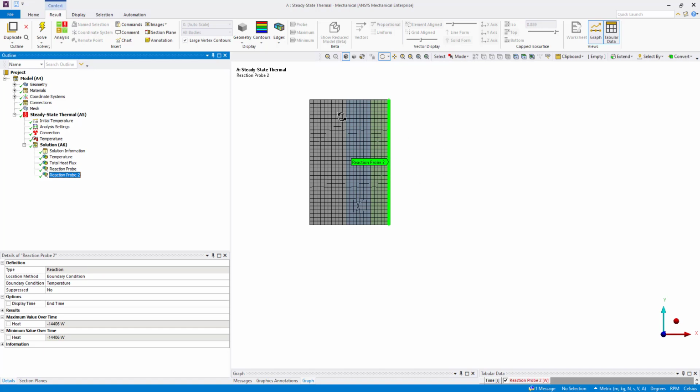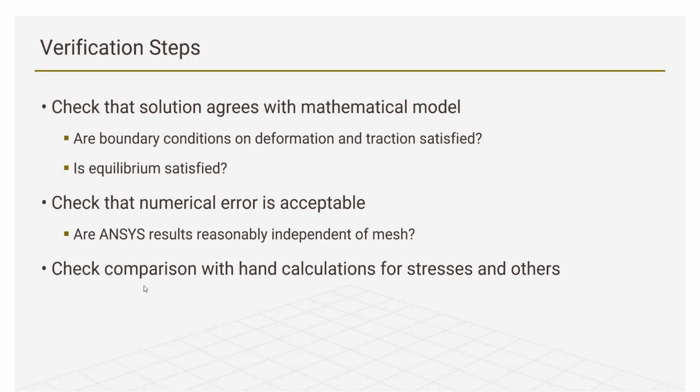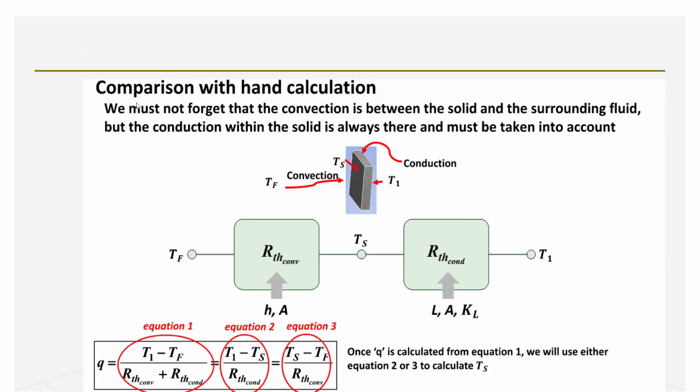Mesh independence: as it's a very simple problem, by changing the mesh we are not going to get some different answer. That exercise is left to you. You change the mesh, you might get the same heat transfer rate. The last part of verification is comparing with the hand calculation, right? So checking and comparing with the hand calculation. We're going to do that hand calculation.